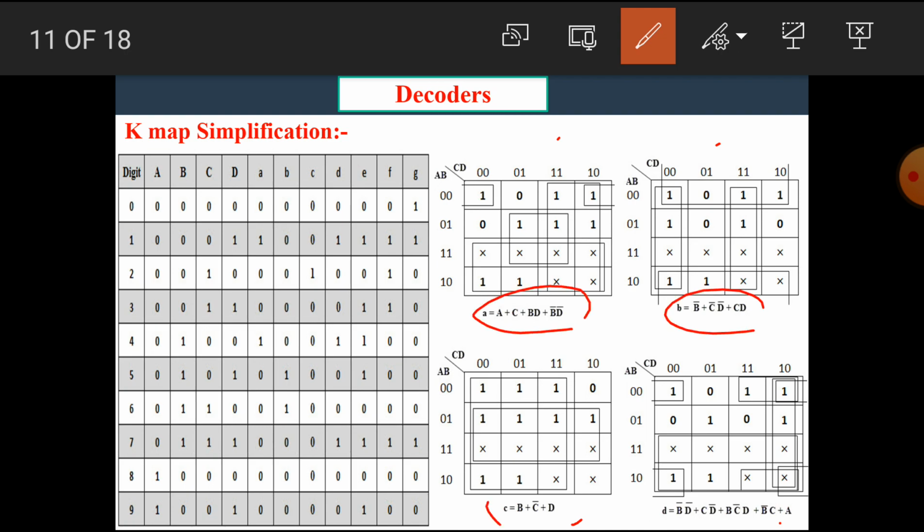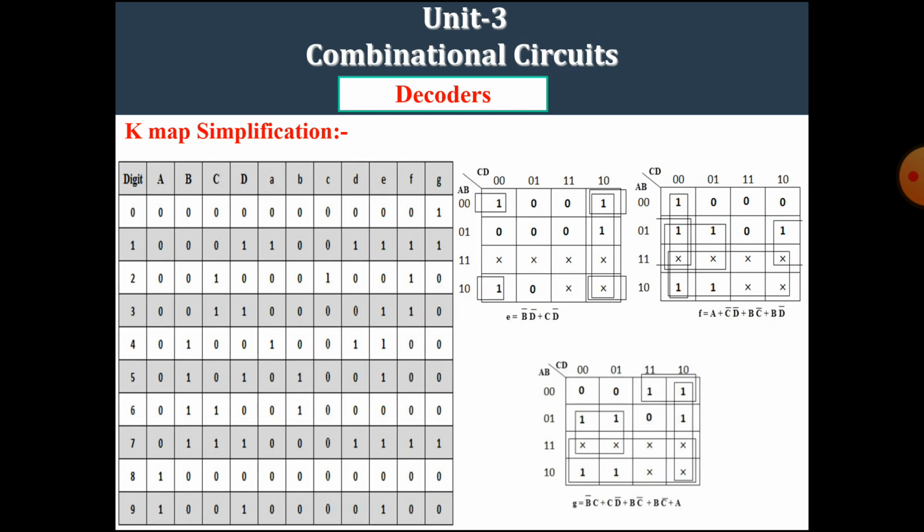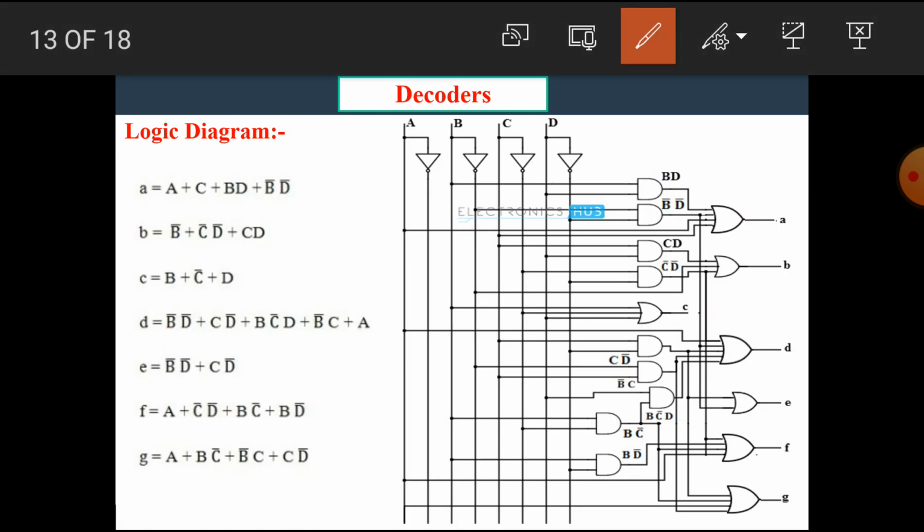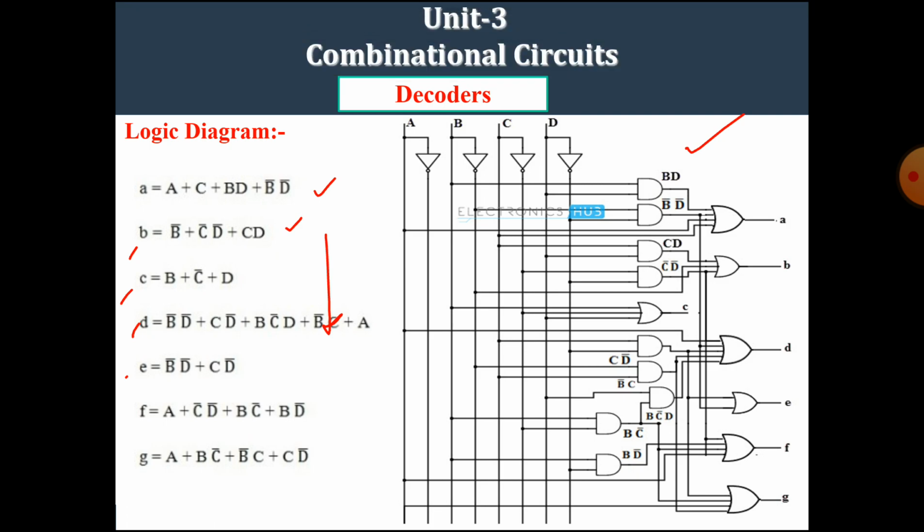Okay, for the simplicity, I have drawn all the K-maps and the equations regarding to them. After simplification of K-map, we get the equations like A is equal to A plus C plus BD plus B bar D bar, and so on. We can find the equation for B, C, D, E, F and G. According to this equation, we can draw the logic diagram like this.